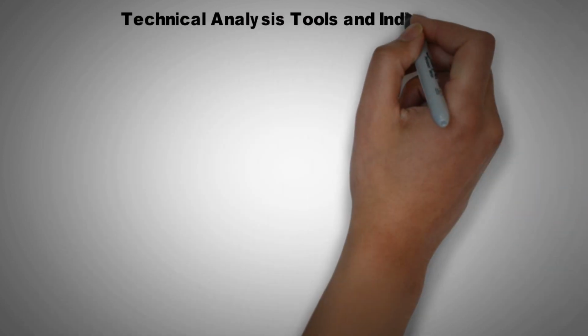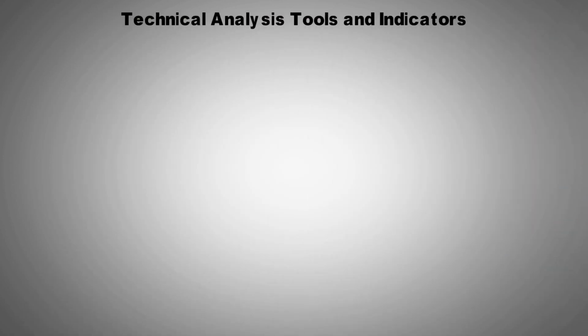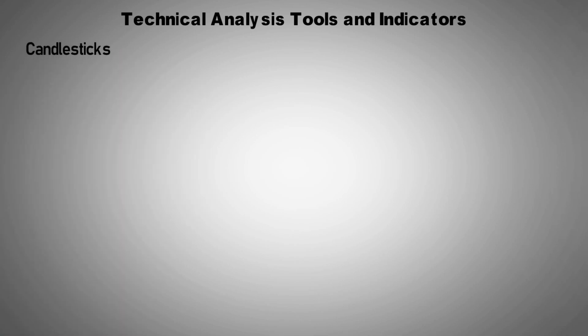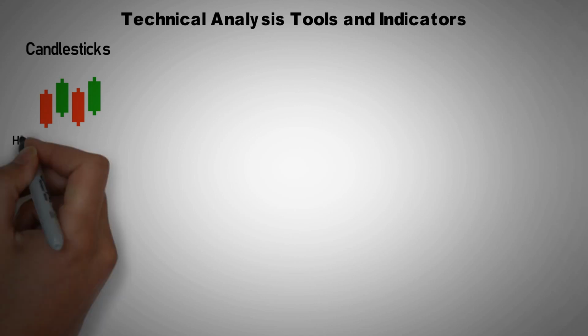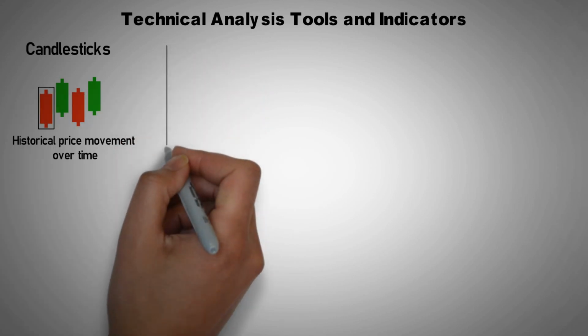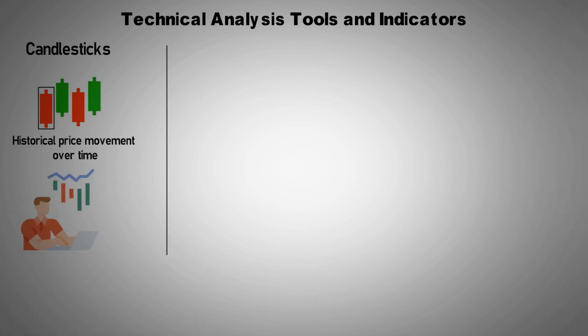Technical analysis tools and indicators. Here are 3 basic tools and indicators of technical analysis. Number 3, candlesticks. A candlestick chart is a means of illustrating an asset's historical price movement over time. Each candlestick symbolizes a given period based on the time frame selected by the trader.